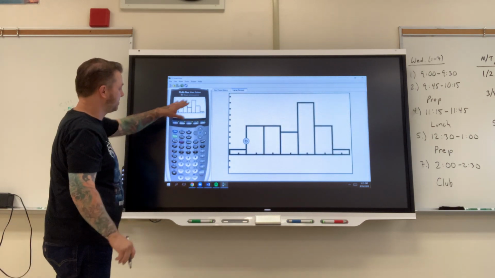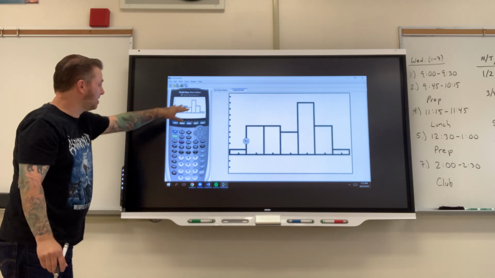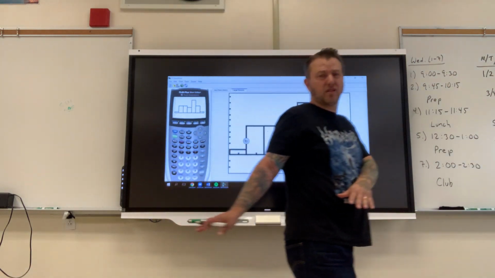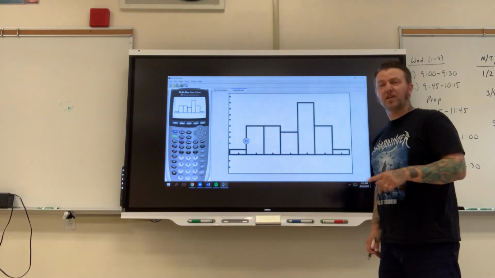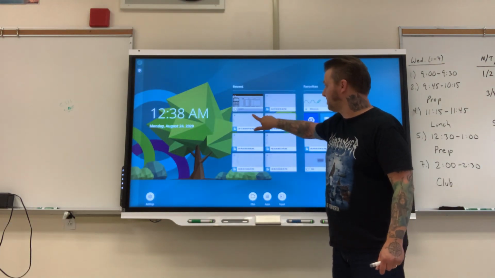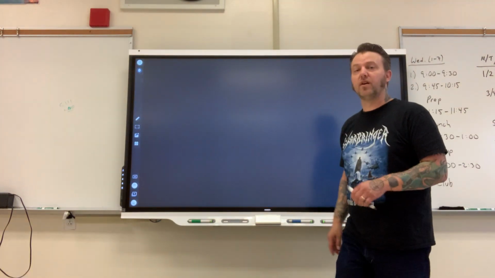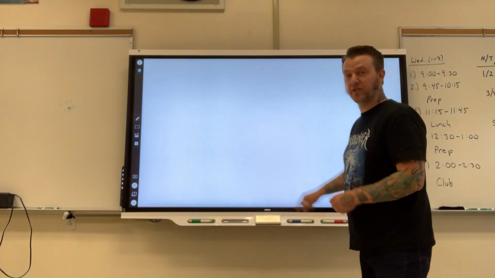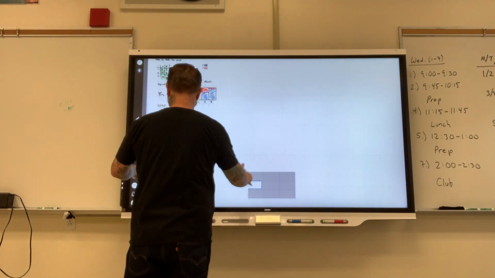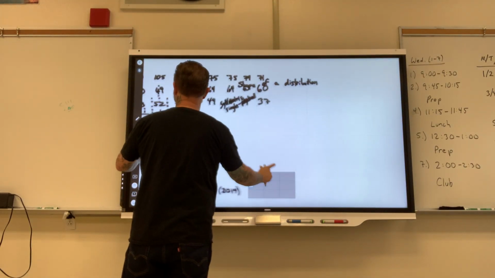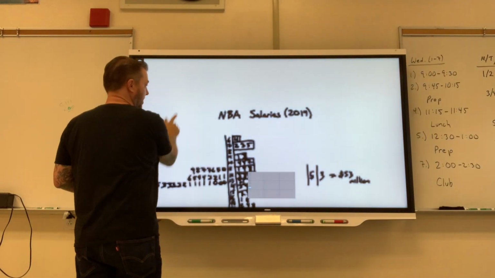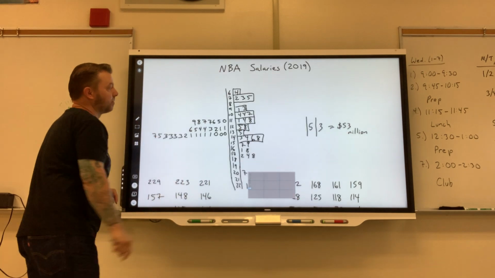So this one again, it's got the peak over there, it's a little bit skewed to the left. Okay? Any questions on that? Now, let's talk about how to find the center. Okay? There are 3 measures of center.